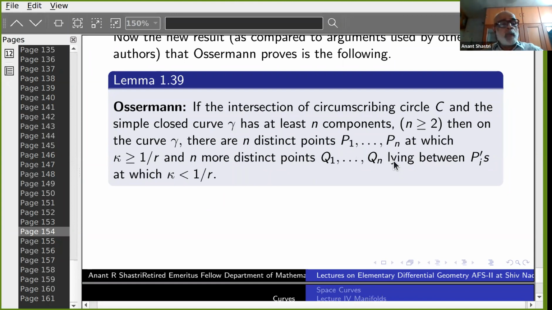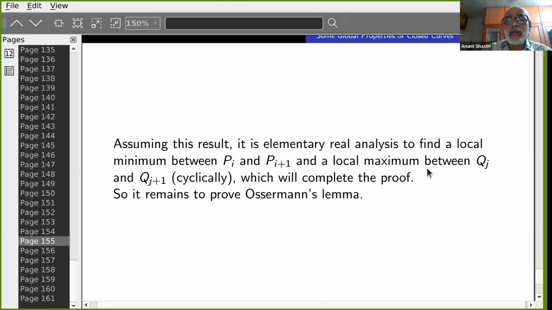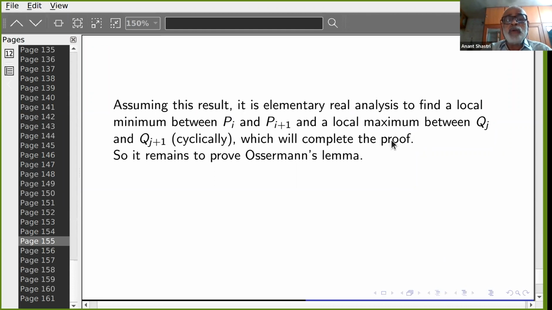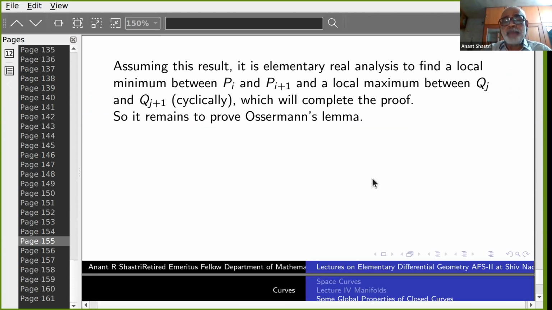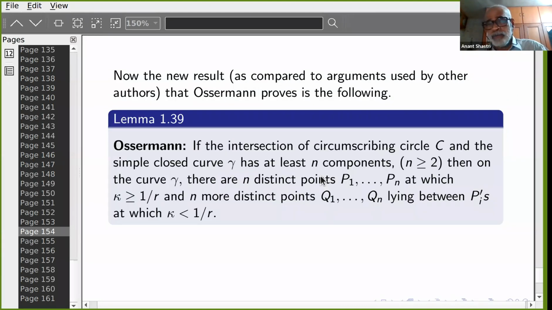That can happen because the curve itself may be a circle, part of a circle. It is only a question of finding the points, not the value of kappa there. The value of kappa bigger than 1 by r, and less than 1 by r, is used here to show that there will be enough local maximum and local minimum points. Okay, so I have to prove this lemma, Osserman's lemma, which is again very much geometry.